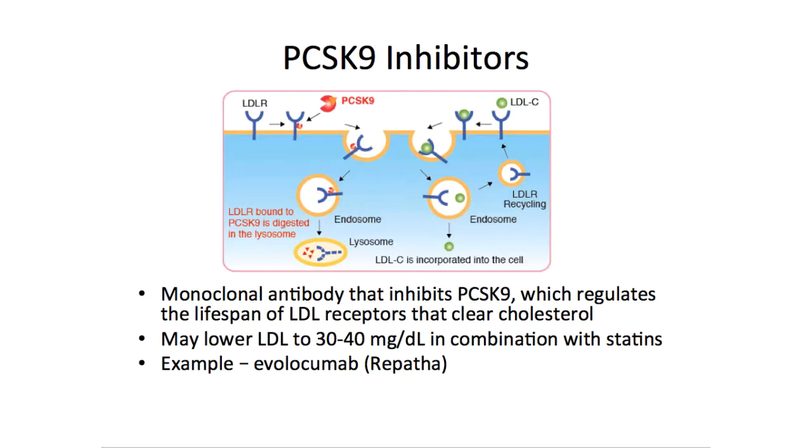The last medication we will discuss is actually a new medication on the market as of 2015. The PCSK9 inhibitors are monoclonal antibodies that inhibit PCSK9, which regulates the lifespan of LDL receptors that clear cholesterol. When you inhibit PCSK9, you'll have an increase in LDL receptor density and an increased cholesterol clearance. This has been shown in studies to lower LDL to 30 to 40 milligrams per deciliter in combination with statins.